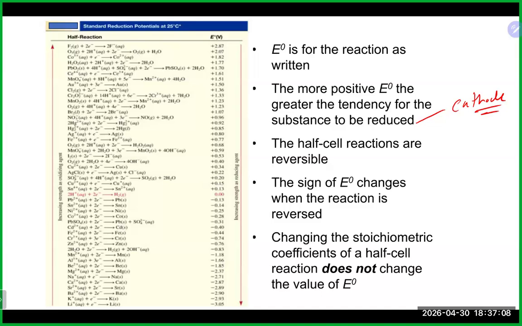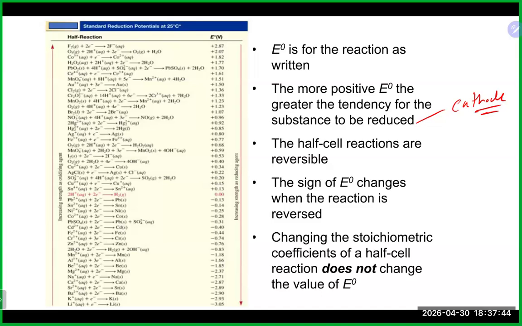But if you're not given any information other than, hey, you just built a galvanic cell of these two things, you can use the SRP value to determine which one should be your cathode, and that should be the more positive one. As we just saw with the zinc one that I did, these reactions are reversible. When you do reverse the reaction, what happens to the SRP value is the sign changes. So if it was positive and you reverse it, it'll become negative. The value will be the same value, just the sign changes. And vice versa, if it was negative and you reverse it, it'll become positive.